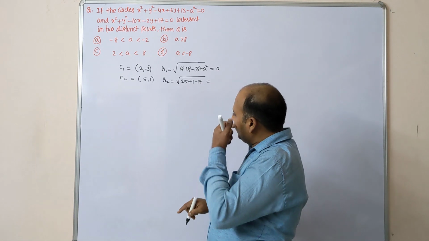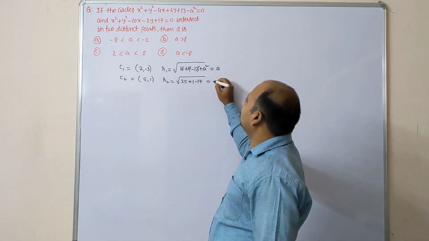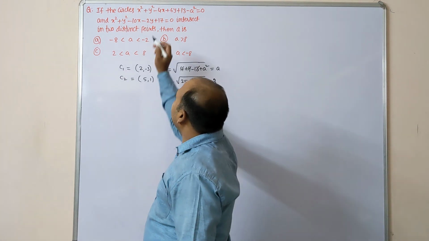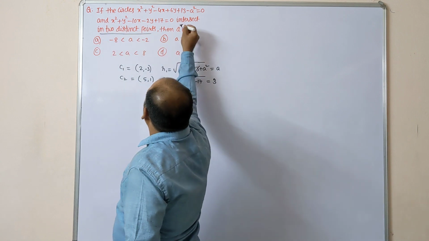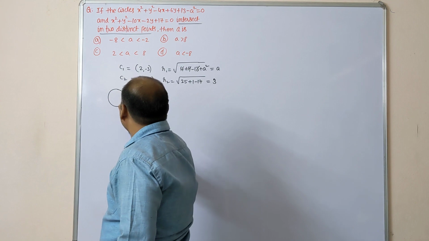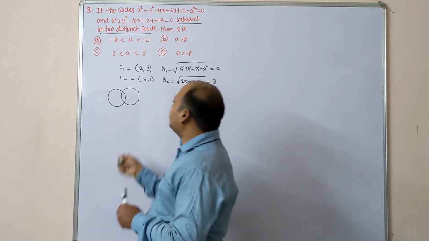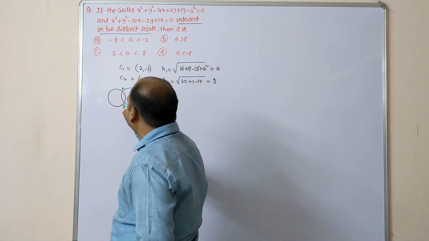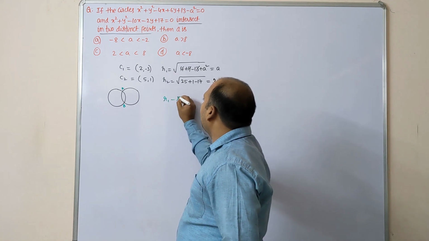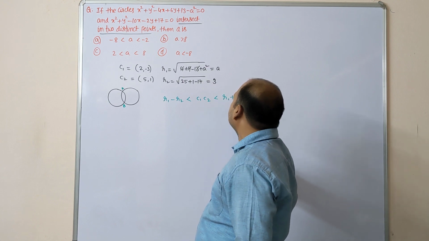So how will it be? 9. So 9 means what? 3. We got it. When the circles intersect in two distinct points, that means the circles will be like this, dear students. Whenever the circles intersect in two distinct points A and B, the relative position of two circles will be R1 minus R2 is less than C1C2 is less than R1 plus R2.